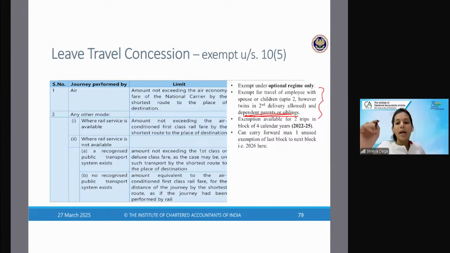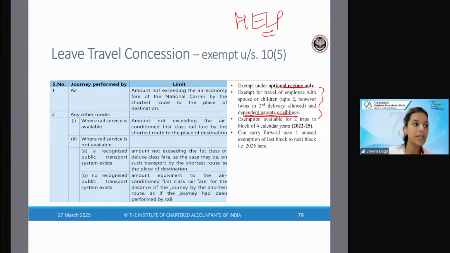Okay. And exemption will be available only under optional regime. You remember the cheat sheet that we did, the Help Desh. In Help Desh, L was standing for leave travel concession. That was also one item which was different between optional and default. That means you get this exemption under optional regime, but you don't get it under default regime. All right. So you get it under optional regime.